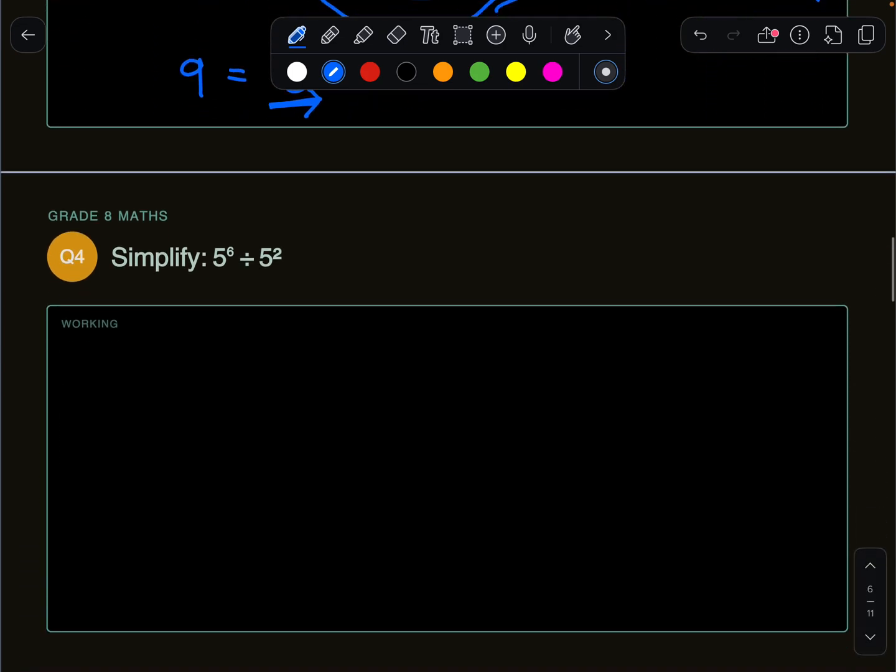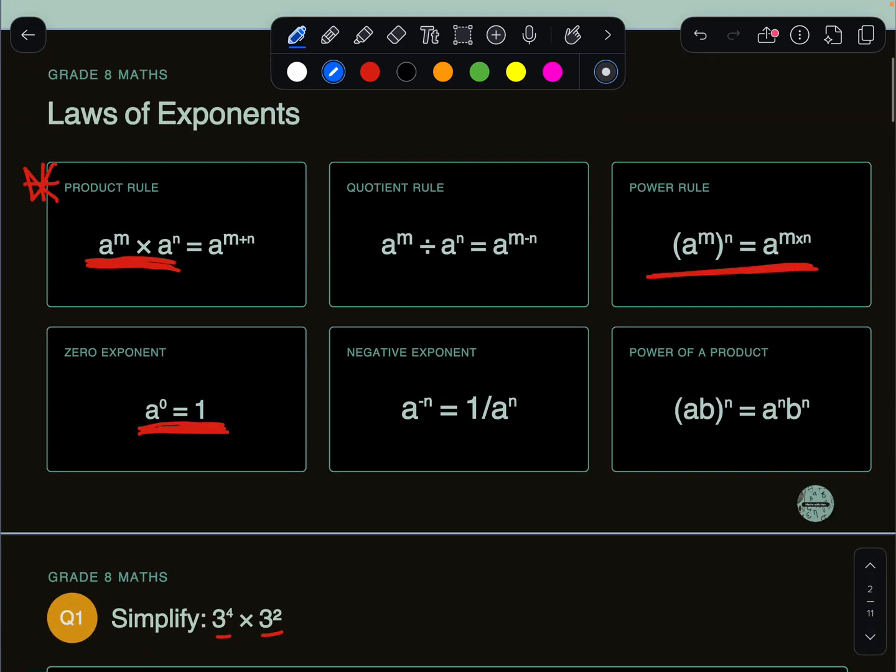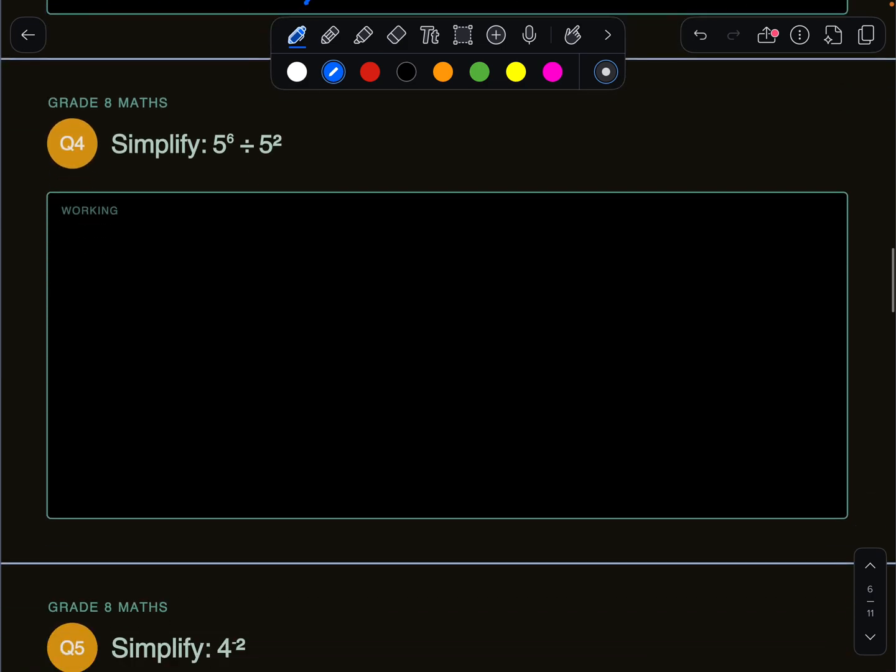Okay, question 4. Simplify 5 to the power of 6 divided by 5 squared. We are using our quotient law for this one. That is when we divide two terms with the same base and different exponents, we can simply subtract the exponents. So question 4, we can go 5 to the power of 6 divided by 5 squared is 5 to the power of 6 take away 2. 6 take away 2 is 4, so 5 to the power of 4. And that is our final answer for that one.